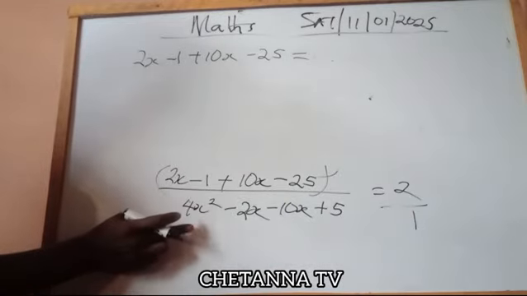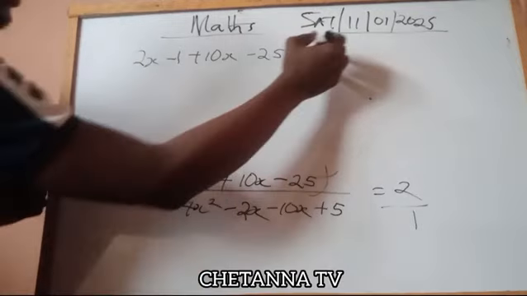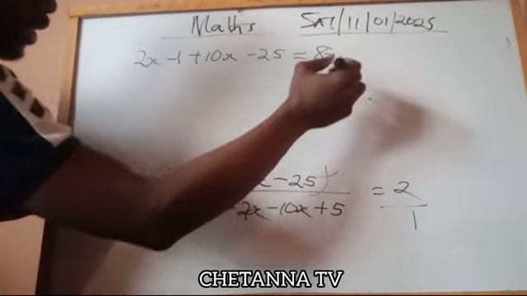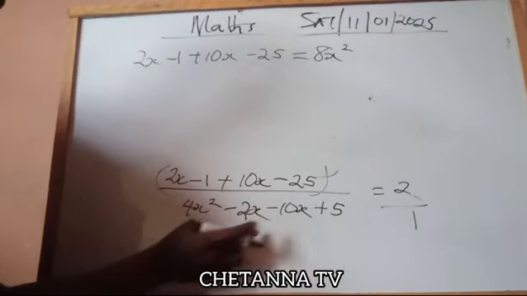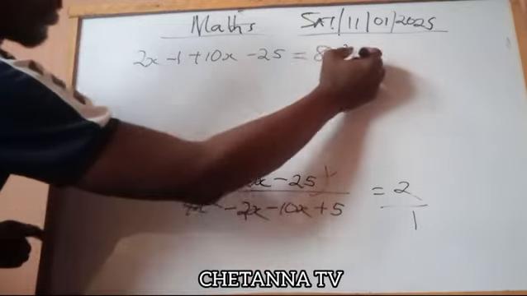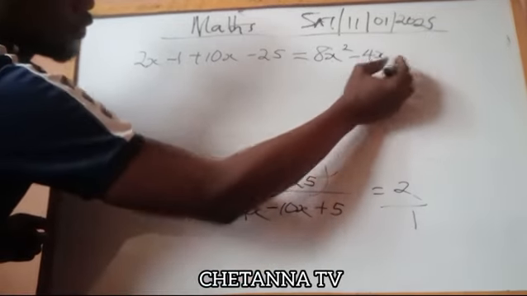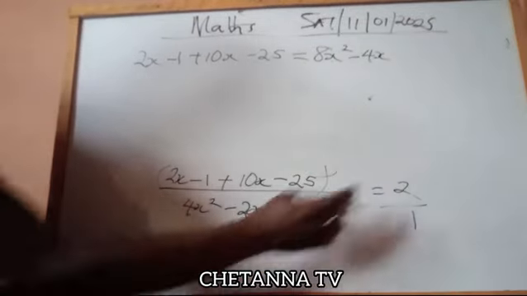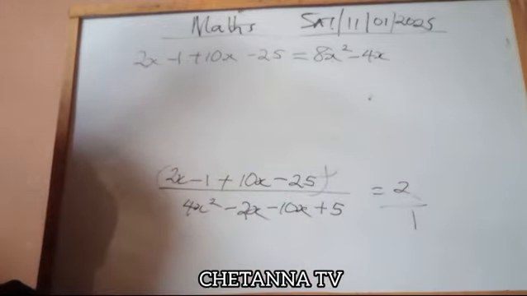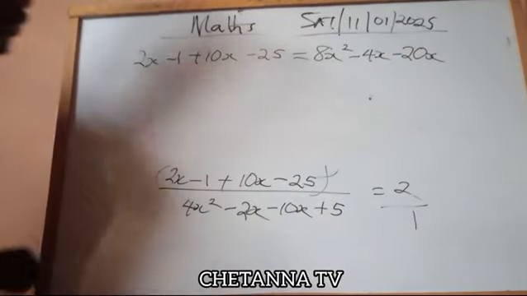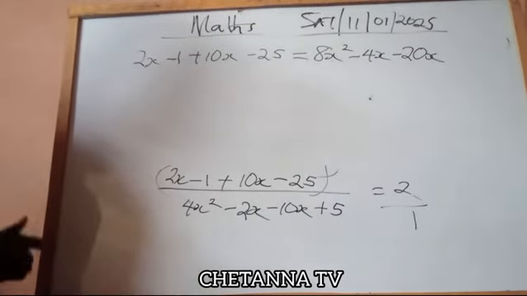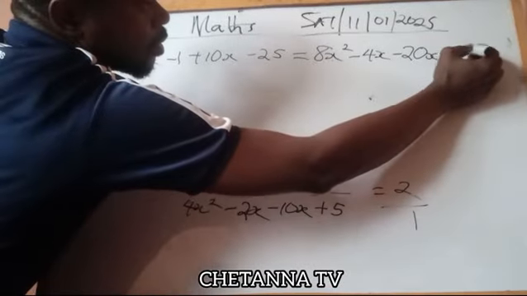2 times this is what? 8x squared, right? Yes. 2 times minus 2x is what? Minus 4x. Minus 4x. 2 times minus 10x is what? Minus 20x. Minus 20x. 2 times 5 is what? Plus 10. Plus 10.